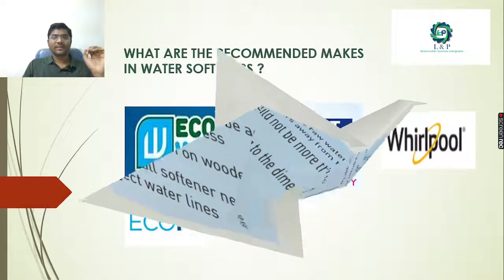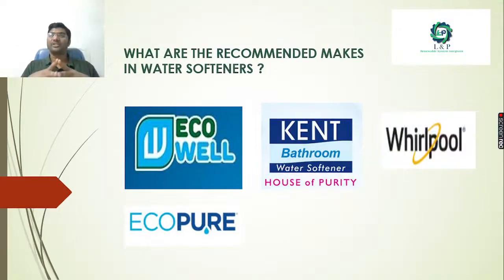And what are the recommended makes of water softeners? We can go for Eco Well, Kent, Whirlpool, EcoPure. So these are some of the examples. There are a few more, but these are some of the best examples available in the market.